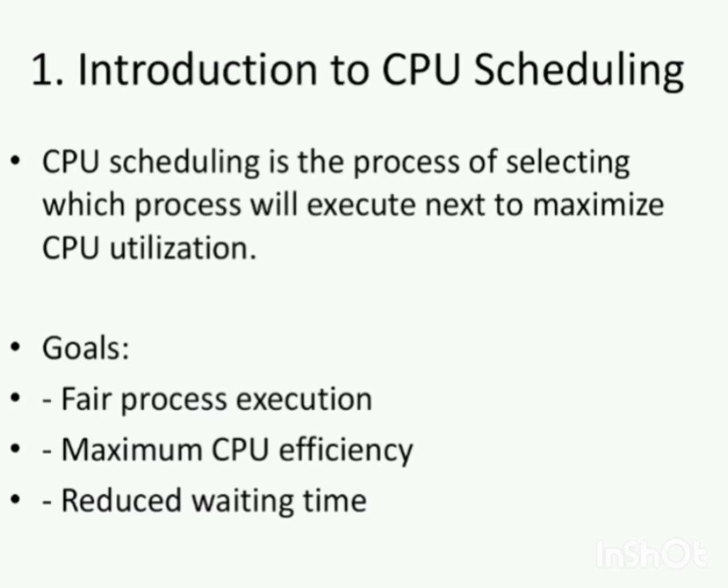Today we talk about CPU scheduling in OS systems. Introduction to CPU scheduling: CPU scheduling is the process of selecting which process will be executed next, for maximum CPU utilization. Goals: fair process execution and maximum CPU efficiency.